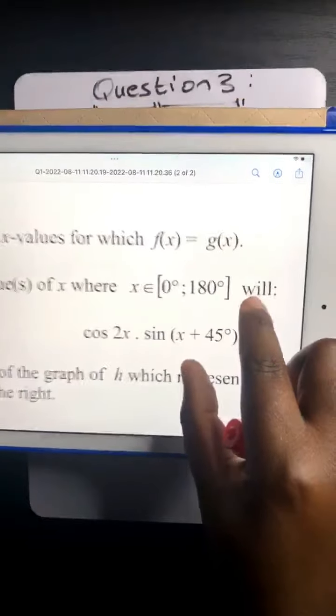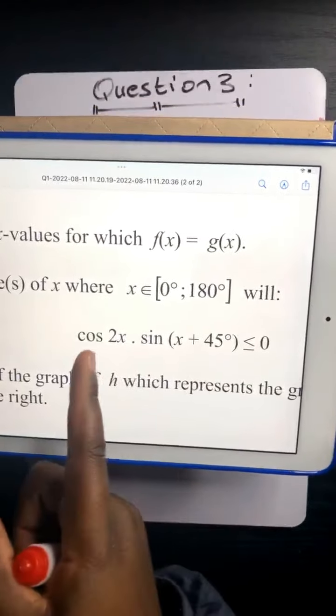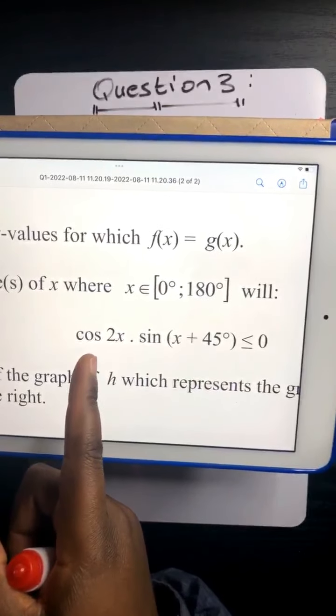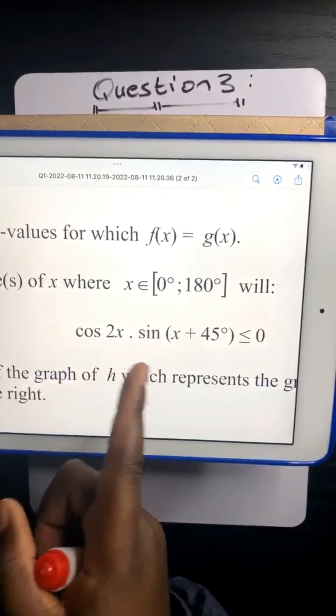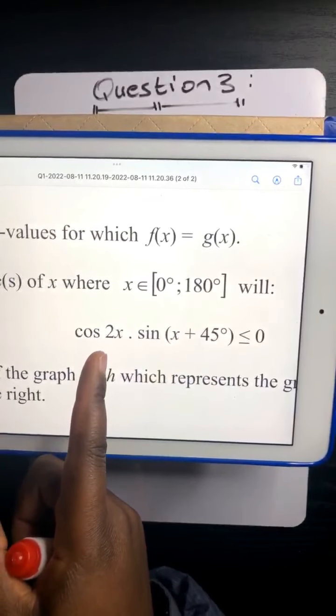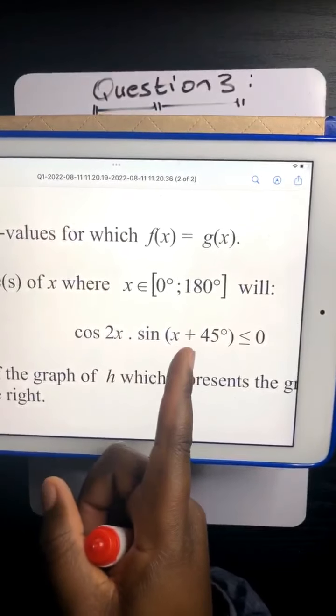What is this? Oh, whoa. Is this F? This is F, and this is G.